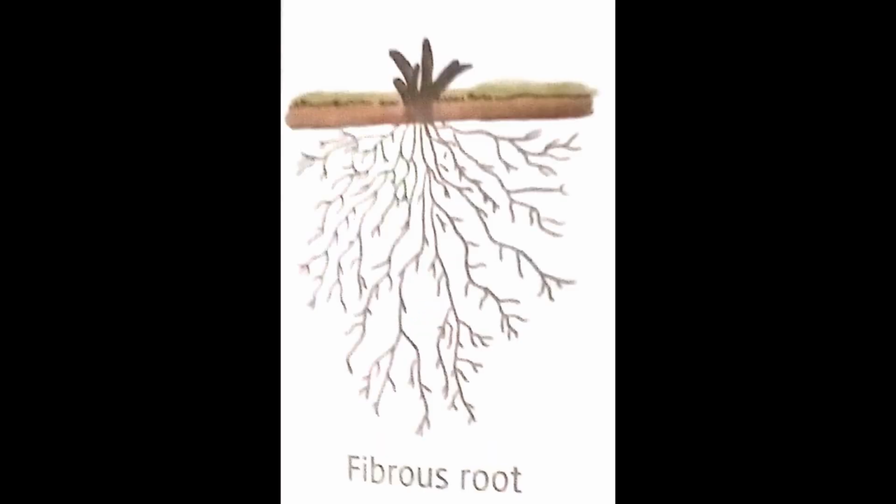Then, fibrous roots. In plants such as grass, rice, wheat and onion, a bunch of roots of different sizes grow from the bottom end of the stem. This type of root is called fibrous root. Okay, these are the two main types of roots, taproot and fibrous root.